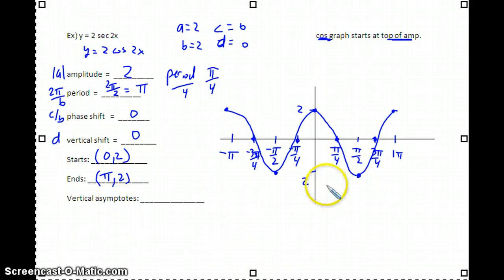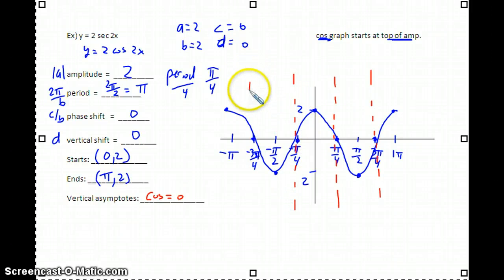So once I have that, what I want to do now is take my vertical asymptotes wherever the cosine is equal to 0. And the cosine is going to be equal to 0 here, here, here, and here. So now you can actually draw the secant graph, which I'll do in green here. So this is what the secant graph would look like.